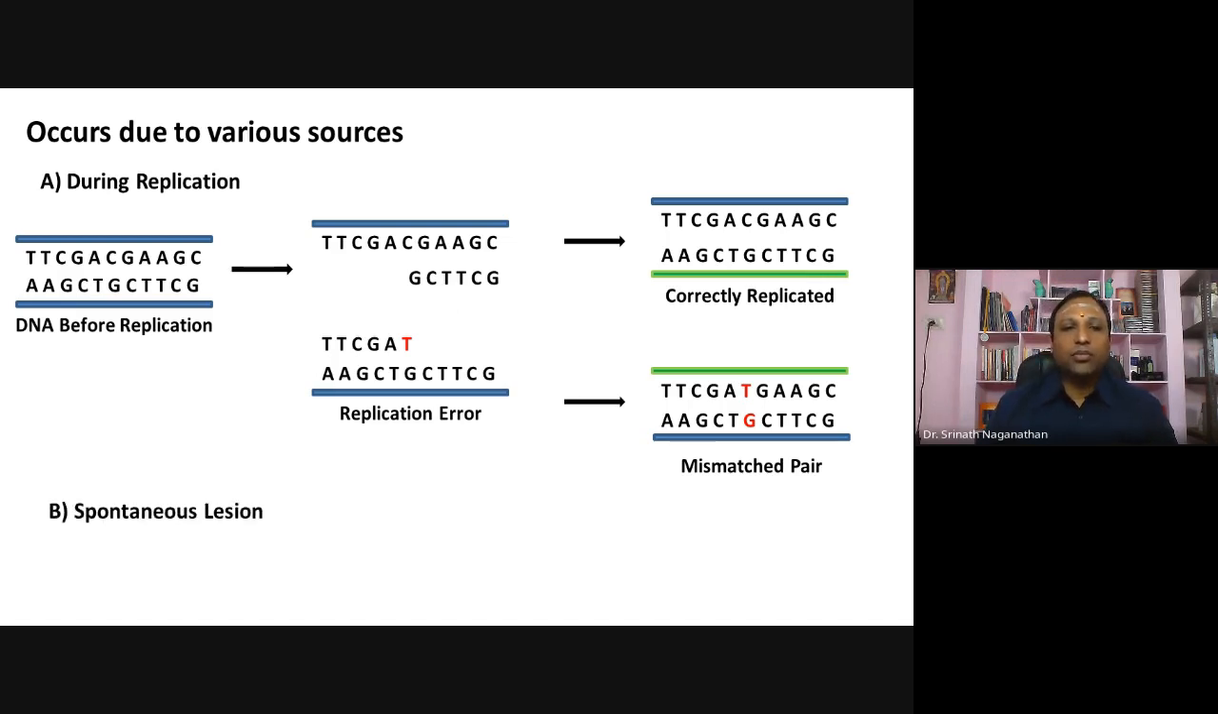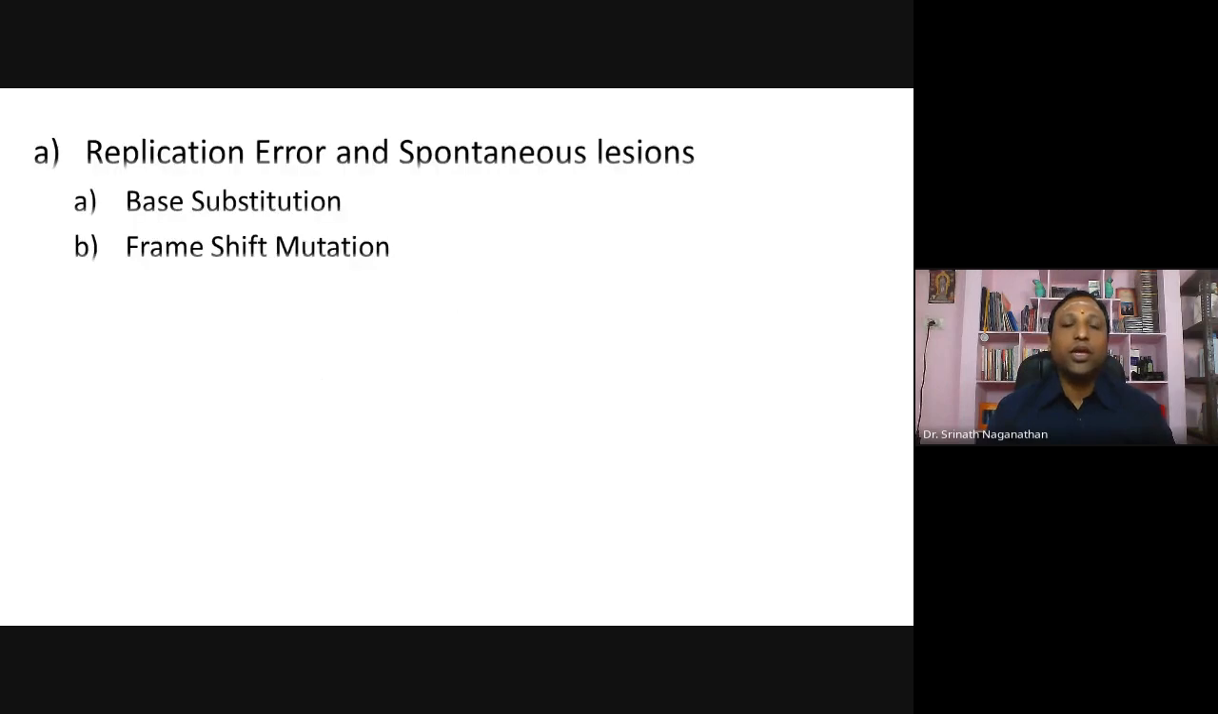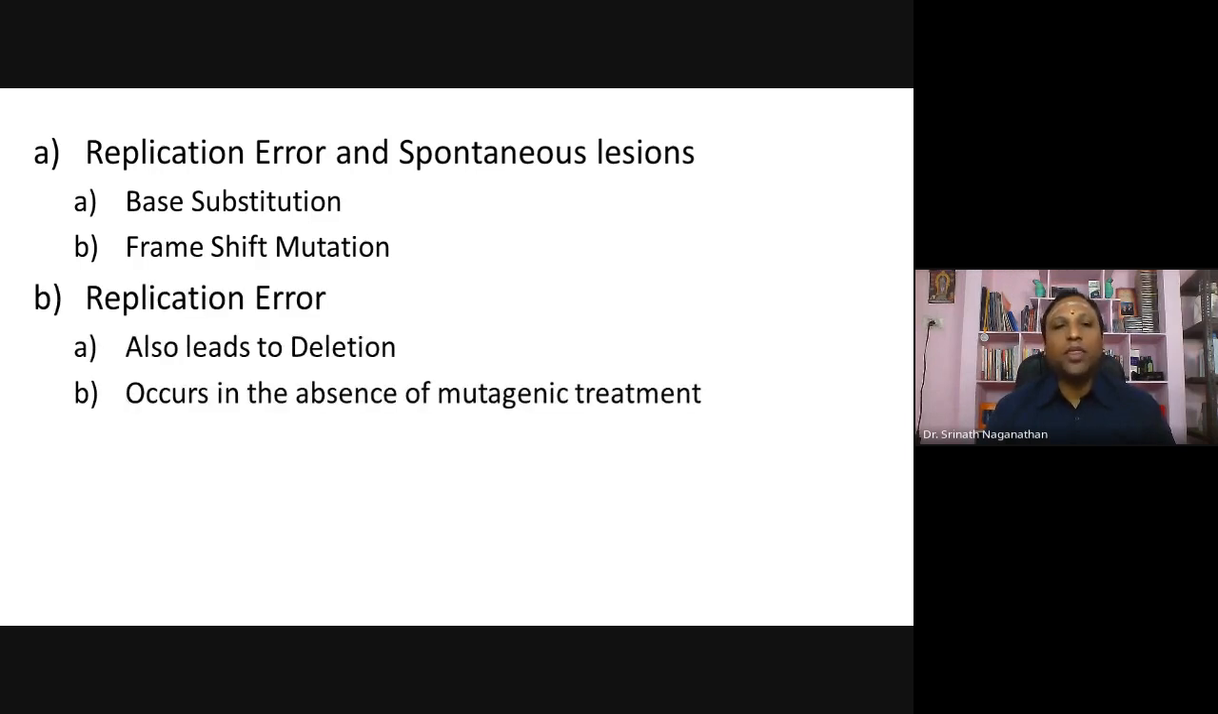Spontaneous lesions also cause transposable elements. These are the various types. The replication error and spontaneous lesions lead to base substitution and frame shift mutation. Replication error also leads to deletion, and it occurs in the absence of mutagenic treatment. So, replication error and mismatched pair.